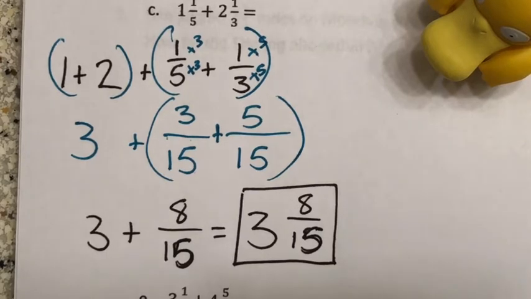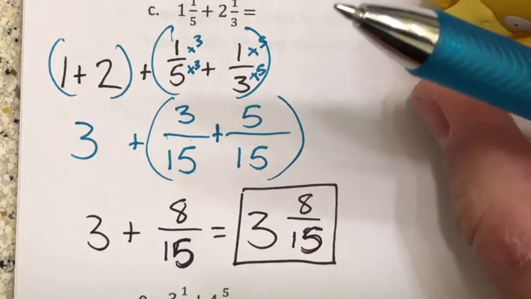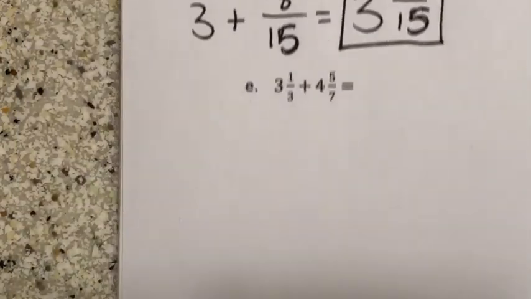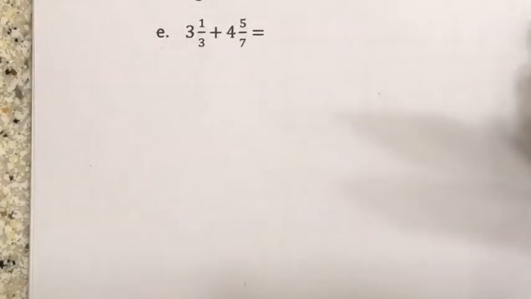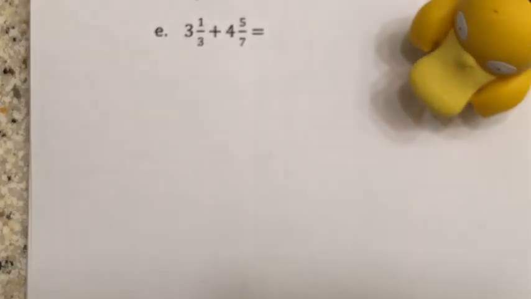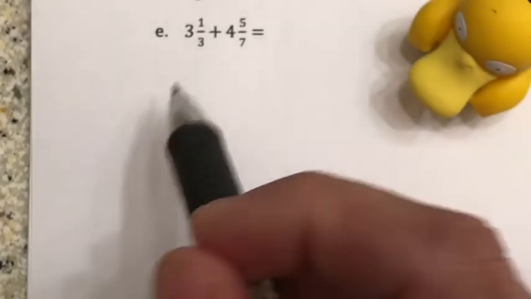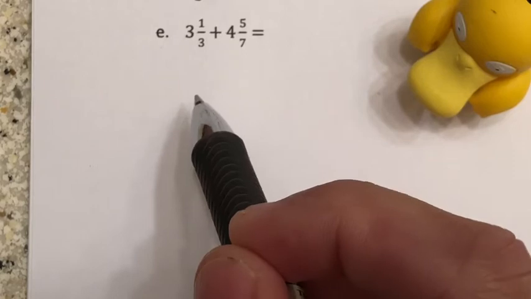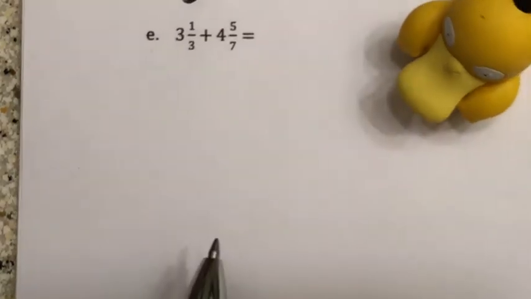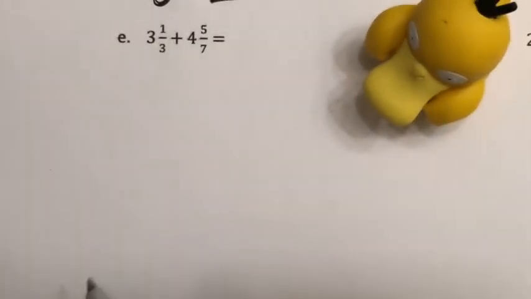Okay, this last one will be trickier. And I think that Psyduck's confusion attack was ineffective for all of you. I hope. Okay, letter E. Let's get Psyduck in there again. Okay, so ladies and gentlemen, 3 1/3 versus 4 and 5/7. Okay, 5/7, pretty interesting fraction there.